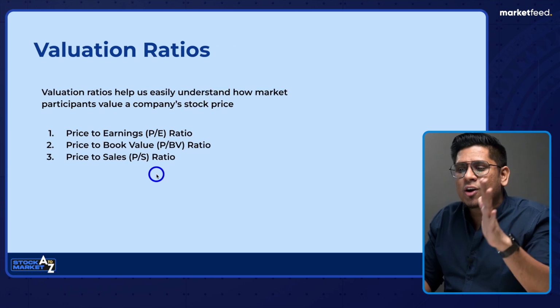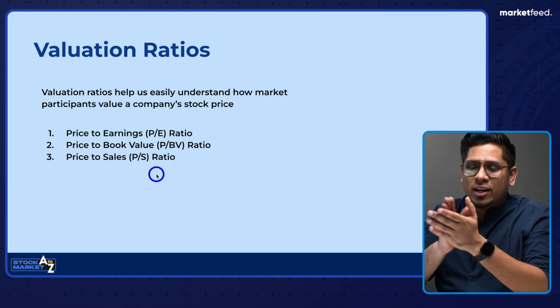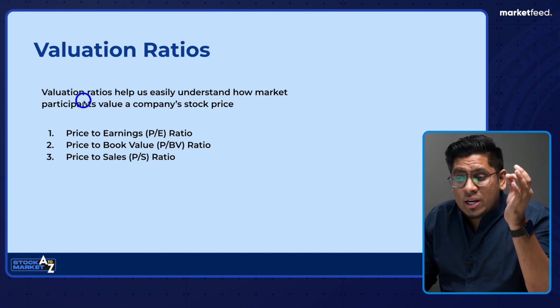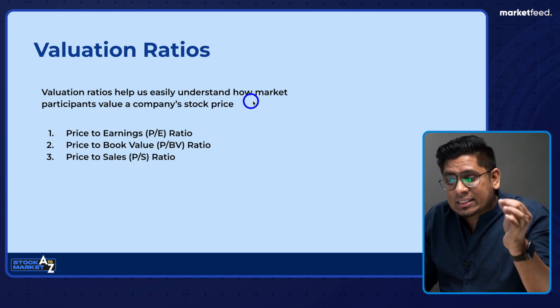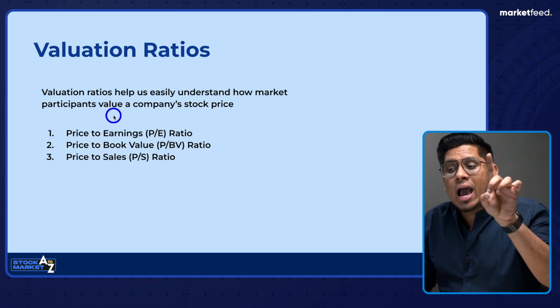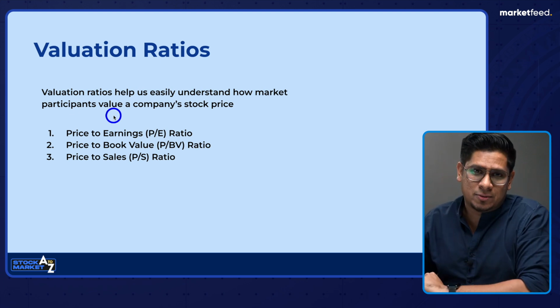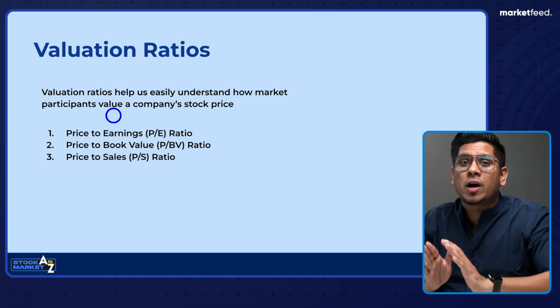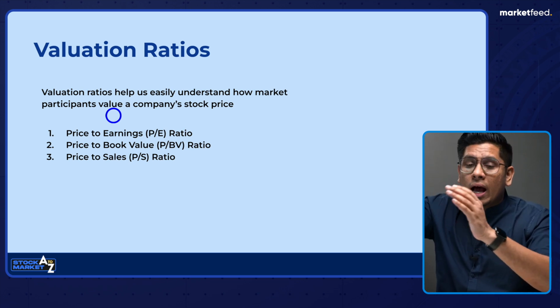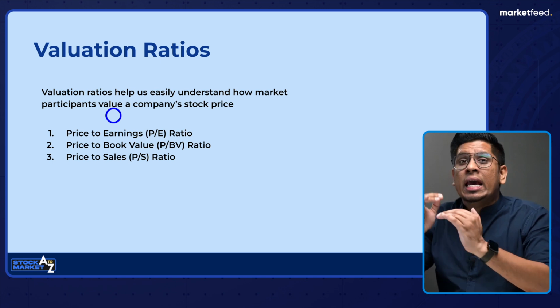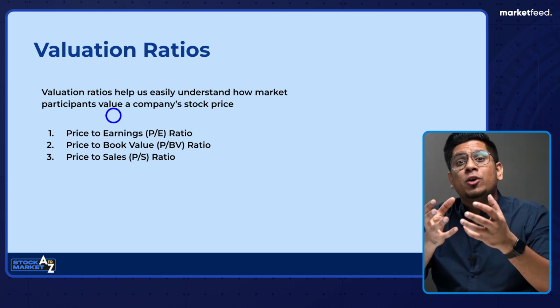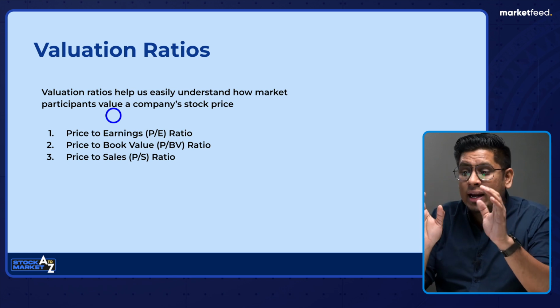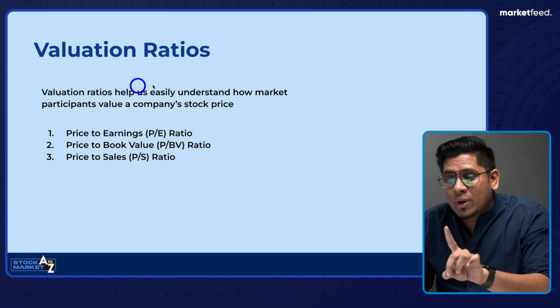So the first one we are going to learn is valuation ratios. As I said earlier, valuation ratios help us easily understand how market participants value a company's stock price. We get a fair bit of an understanding regarding the valuation of a company. Is it valued too high compared to the profit that it is generating? Is it valued too high compared to the sales that it is generating? All that is being conveyed by valuation ratios. Cool.